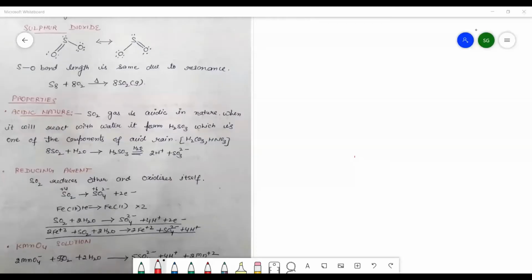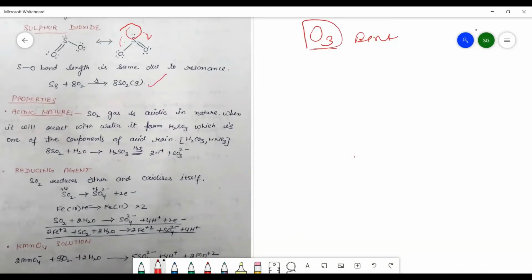Now this was all about the ozone molecule. Now the next compound is sulfur dioxide. Sulfur dioxide has the same structure as the ozone molecule, that is the bent structure, in which both the SO bond lengths are the same, again due to resonance, and there is the presence of one lone pair of electrons. This question may be asked for the SO2 molecule: how many lone pairs of electrons are present on the sulfur atom? That is, one lone pair is present, and again lone pair-bond pair repulsion is present like in the O3 molecule.